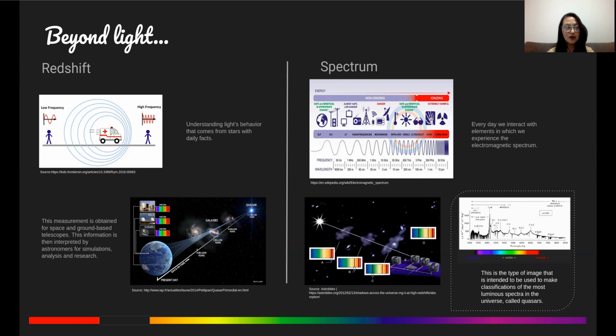It's the shift of light waves traveling away to the Earth from the space, and it's used by astronomers to measure the distances of any object far away in the universe.